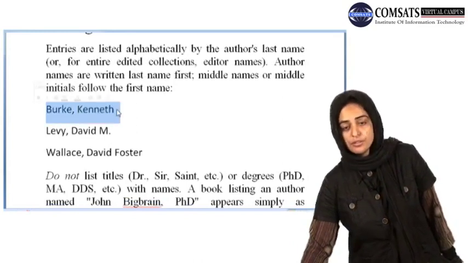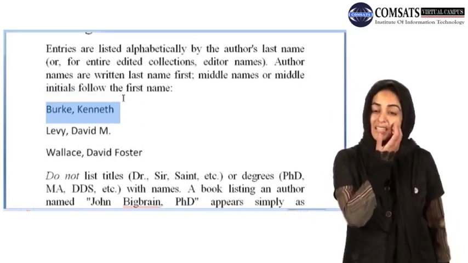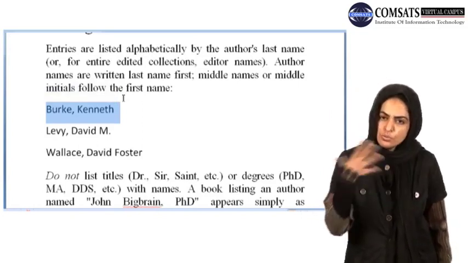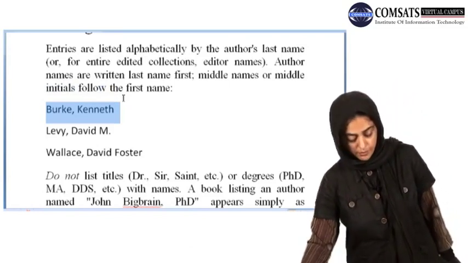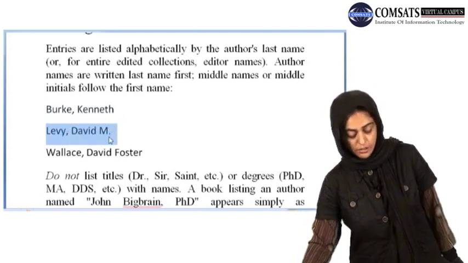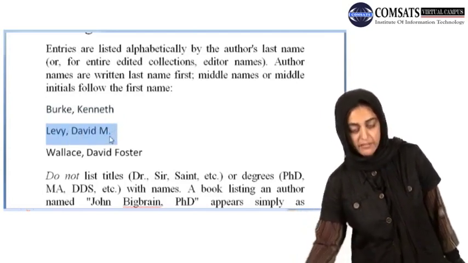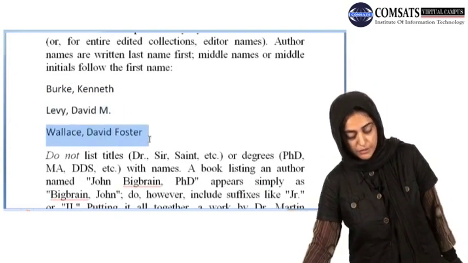Kenneth Burke is the name of the person, but when you create the detailed reference for the works cited page through MLA referencing, you will write Burke, comma, Kenneth, then Levi, comma, David M., then Wallace, comma, David Foster.